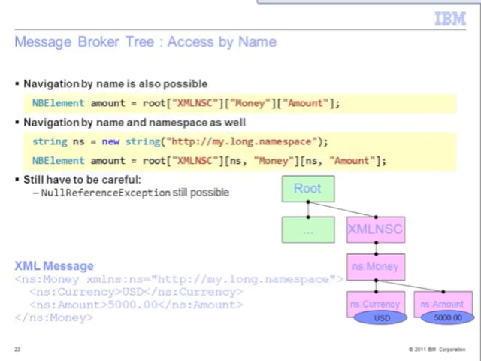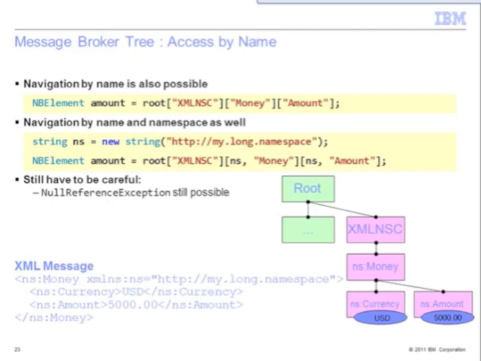Another way to navigate around the tree, though, is by name. Here, the first line of code is the same as the one on the previous chart, the navigation to the root, to the amount element from the root. So you can see root.xc.money.amount again performs similar navigation to the same elements, given the same message and the same tree, but it's much more obvious to a maintenance programmer coming along later what the intention of the actual code is.